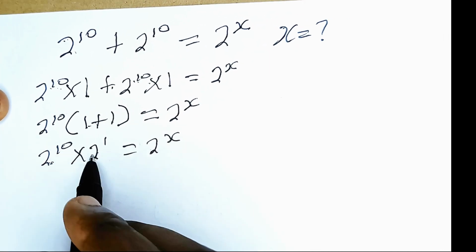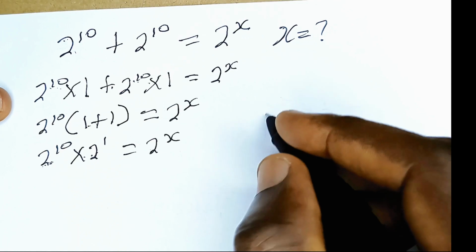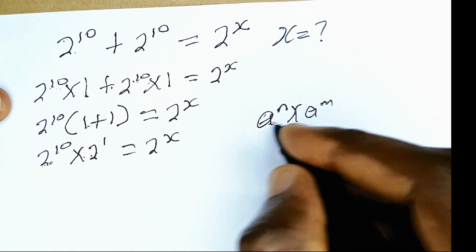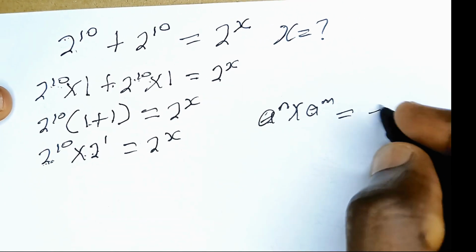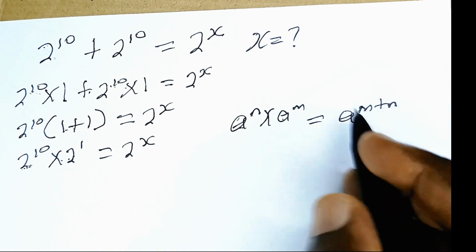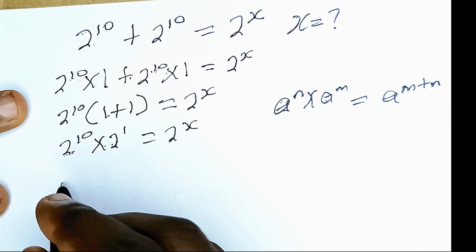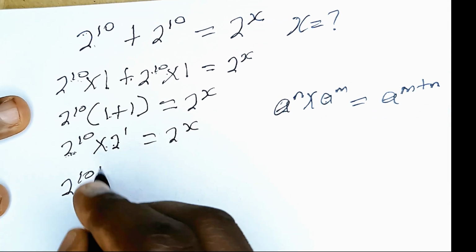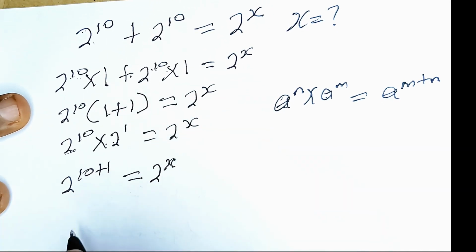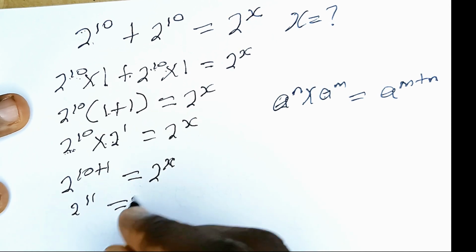These are similar bases. Recall, when you multiply a raised to the power n times a raised to the power n, they have the same base. So you represent them with one base and you add the powers. You add the power n plus n. So we apply that here. So you have 2 raised to the power of 10 plus 1 is equal to 2 raised to the power x. So we have 2 raised to the power 11 is equal to 2 raised to the power x.